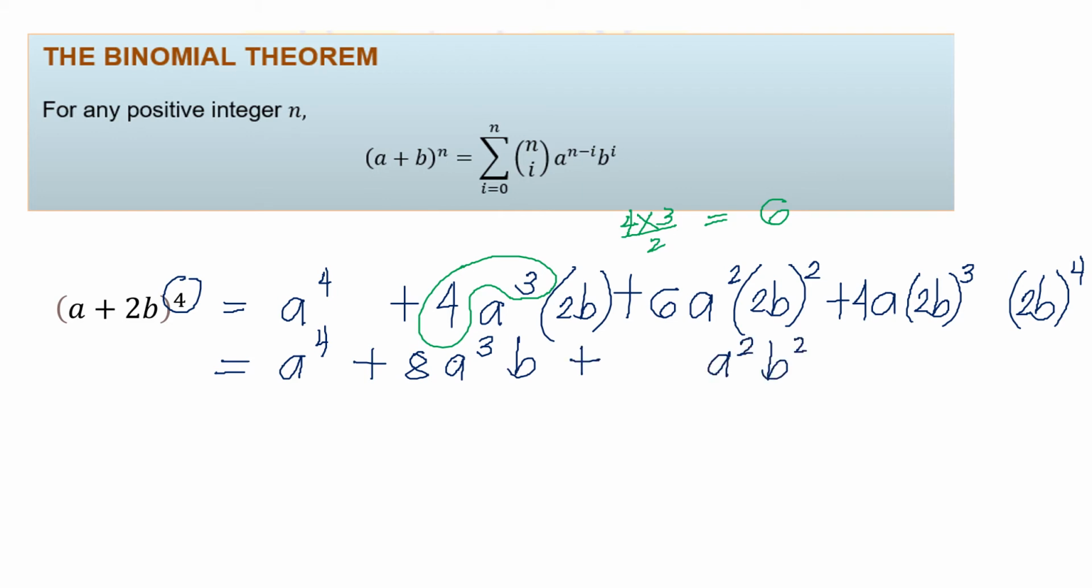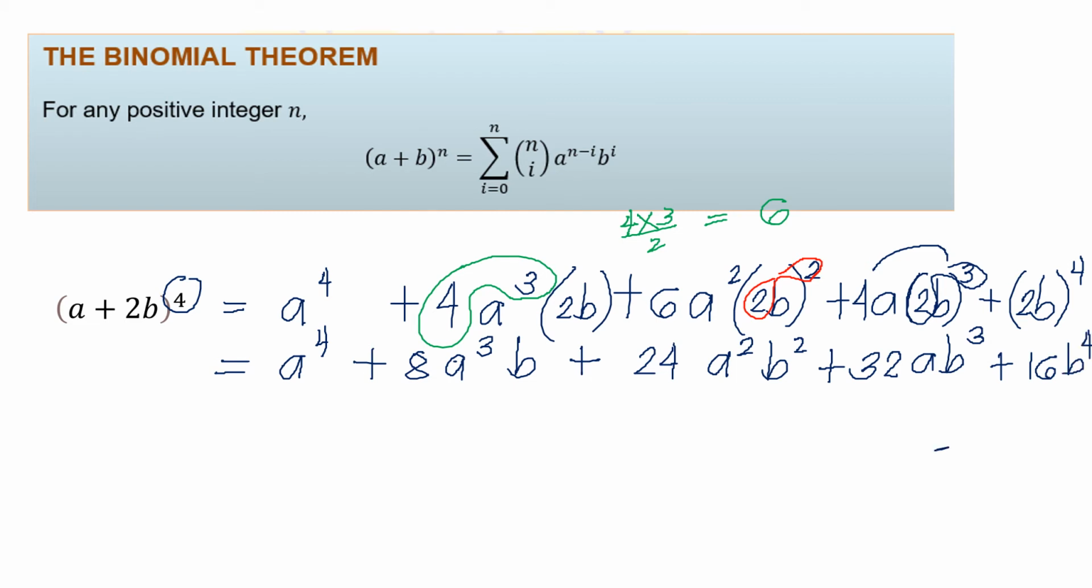but when we square 2 here, then that will be equal to 4. So 4 times 6 is equal to 24. So this is 24a squared b squared plus, so 4 times 2 raised to 3, 2 raised to 3 is equal to 8. So 8 times 4 is 32. Yeah, 32a b cubed. And 2 raised to 4 is equal to 16. So this is 16b raised to 4. So we're done on the expansion.